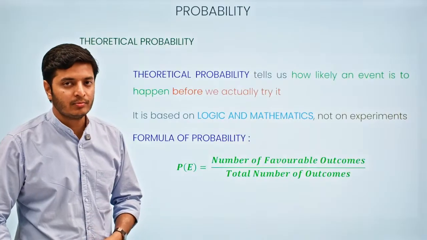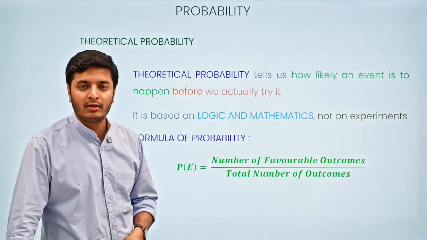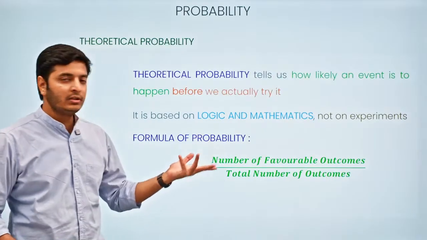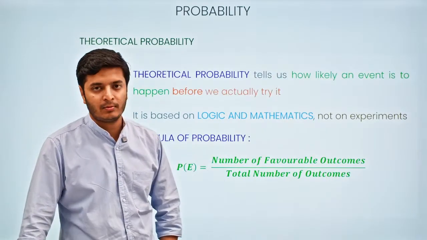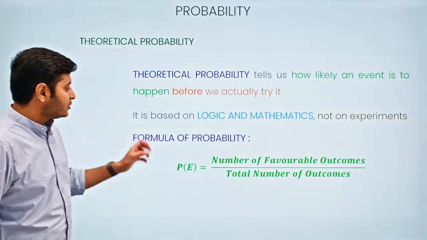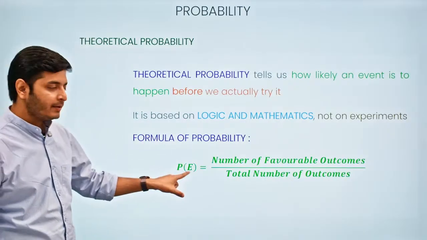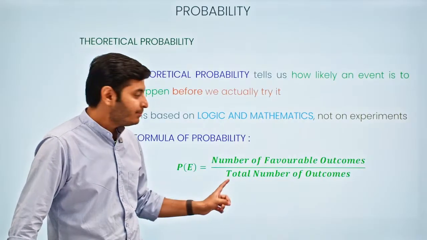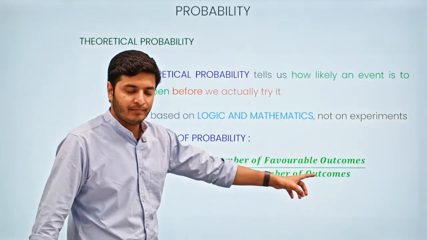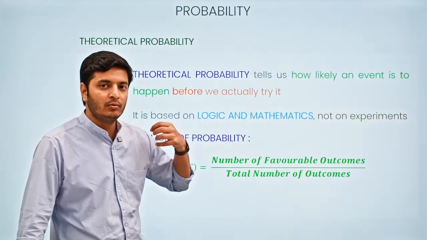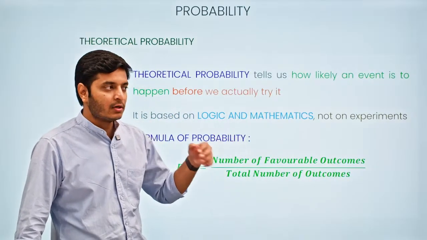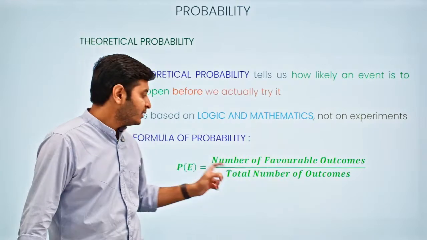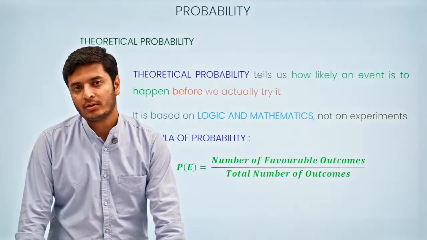We are going to assume that every event is as likely to happen as the other one, and then we are going to find the theoretical probability using mathematics. So the formula is P of E, the probability of that event to happen, will always be equal to the number of favorable outcomes. Suppose we want to find the probability of something, then what are the favorable outcomes? We are going to write that number here, divided by the total number of outcomes.